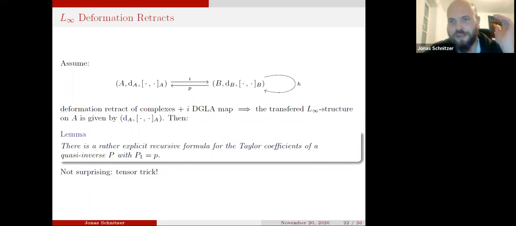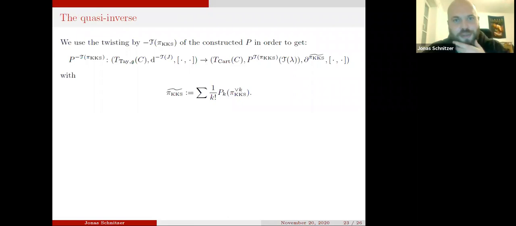Okay, and this is not really surprising. I just say tensor trick for A infinity. There is something called a tensor trick, which gives me the formula for an inverse in this situation, for an L infinity morphism in this situation. But the takeaway message from this slide is there is a recursive, very explicit but ugly formula of a quasi inverse in case of a deformation retract where one arrow is a DGLA map. Okay, and now we use this quasi inverse to twist back, basically.